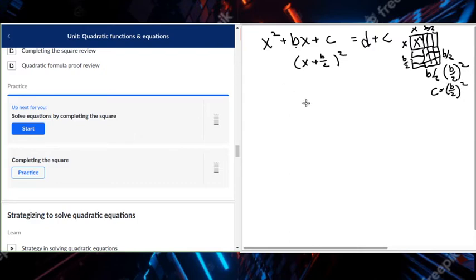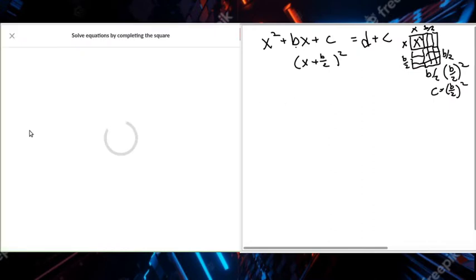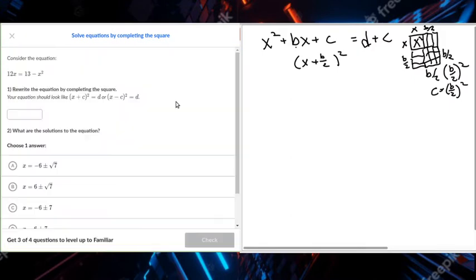Okay, so let's get started solving by completing the square. Our first problem looks like 12x is equal to 13 minus x squared. And remember, we want to get it into the x squared plus bx equals d form. So I'm going to add x squared to both sides. I'm going to end up with x squared plus 12x is equal to 13.